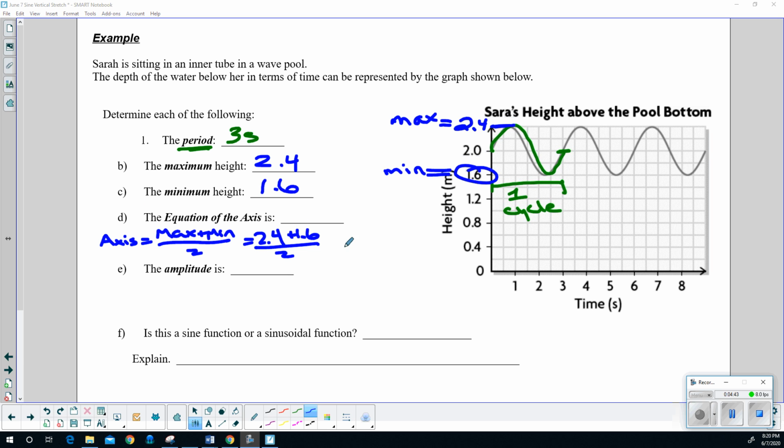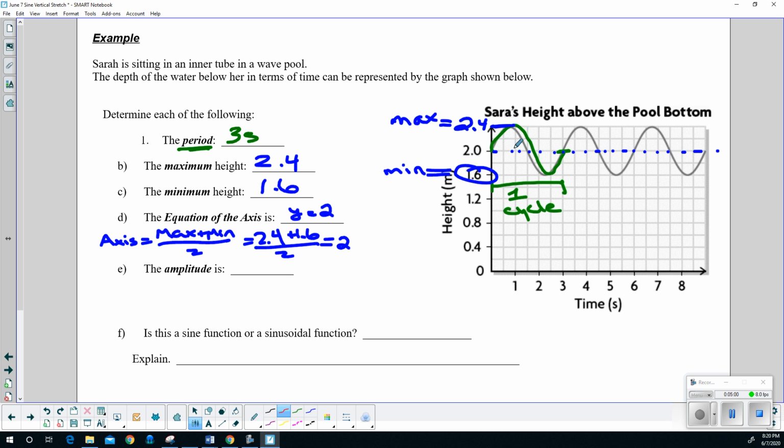So when you add those up and divide by 2, you should get an answer of 2. Oh, well, isn't that just right down the middle? Look at that, right down the middle. Oh, that's excellent. So it's that y equals 2. All right, let's see here.